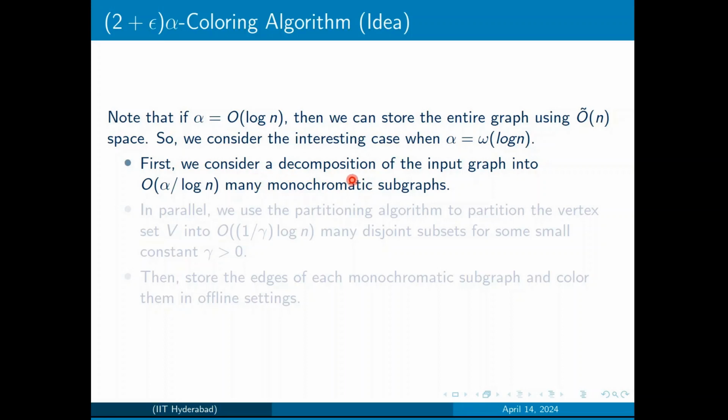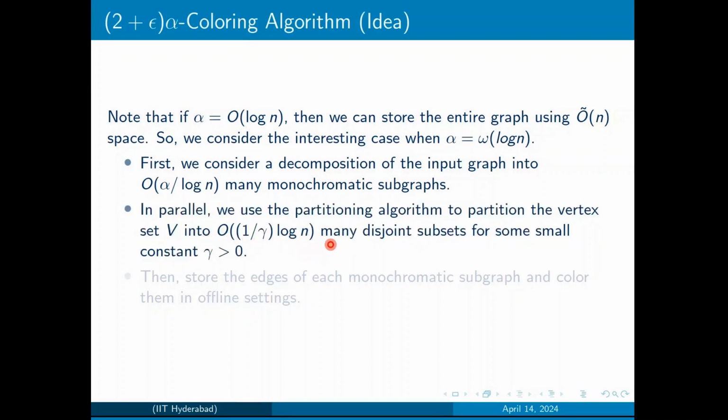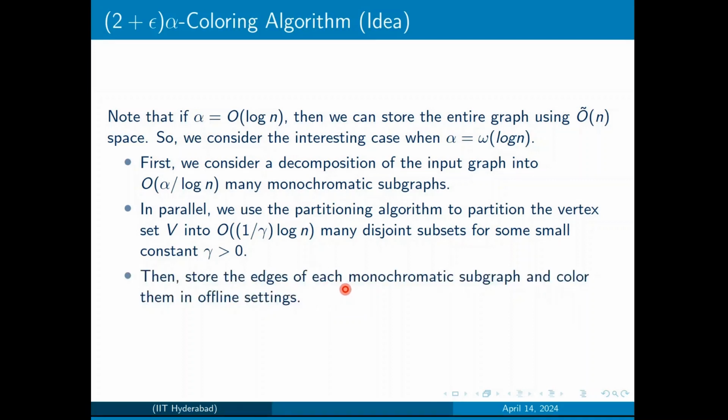Firstly, we consider a decomposition of the input graph into these many monochromatic subgraphs. First we give a random vertex coloring to all the vertices to get these monochromatic subgraphs. Then in parallel we use the partitioning algorithm from the first part to get some partitions, which will implicitly tell us the orientation of the edges. And then we store all the edges of the monochromatic subgraphs and color them in the offline setting. Why do we have to store the edges of monochromatic subgraphs? Because we need a proper coloring, and every edge of that monochromatic subgraph has both endpoints colored the same, so we need to give them different colors. That's why we have to color them again in the offline setting. This is the overview of the 2 plus epsilon alpha vertex coloring algorithm.